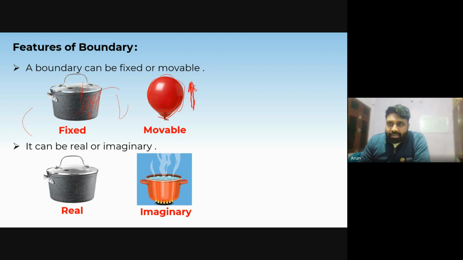And suppose in the case of the candle, I have just assumed that this is our system. This is the candle we have seen. So this boundary does not really exist. We have imagined it. That is the example of an imaginary boundary, which is not actually there, but we consider it for the separation of system and surrounding.